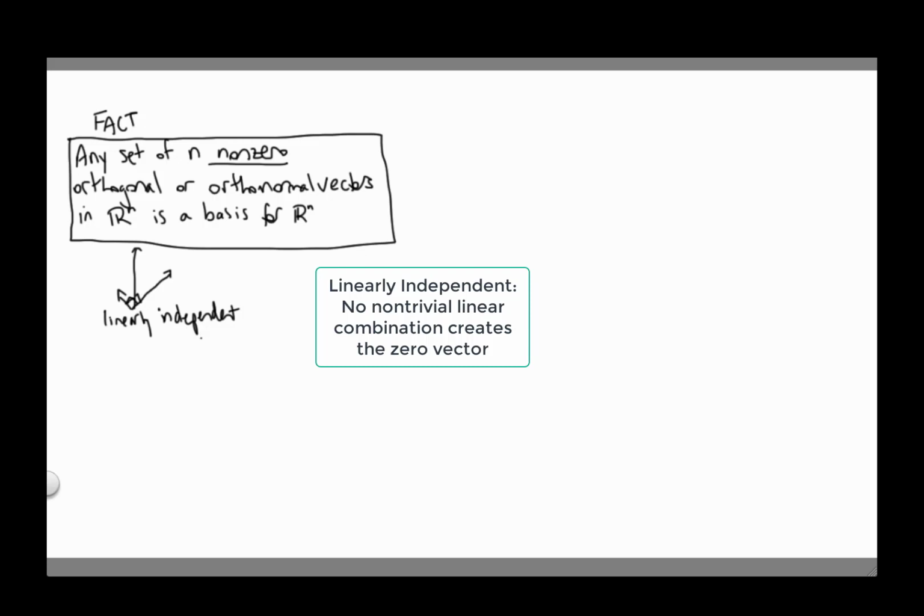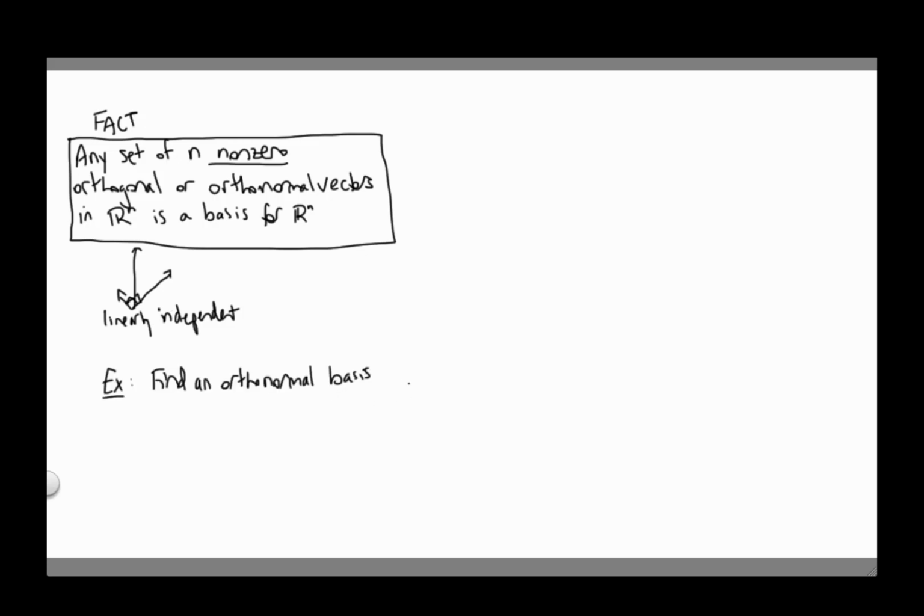And if we think back to our fundamental theorem of invertible matrices, as soon as we know we've got the right number of vectors that are linearly independent, when I say right number, I mean the number has to match the dimension of the space that we're in. So as soon as we've got enough of these linearly independent vectors, we know we've got a basis for that space. Let's find an orthonormal basis, and we'll actually give these vectors names.